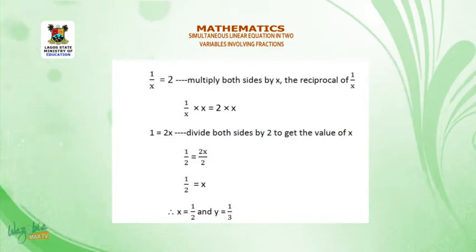Multiply both sides by x, the reciprocal of 1 over x. 1 over x times x is equal to 2 times x. 1 is equal to 2x. Divide both sides by 2 to get the value of x. 1 over 2 is equal to 2x over 2. 1 over 2 is equal to x. Therefore, x is equal to 1 over 2 and y is equal to 1 over 3.